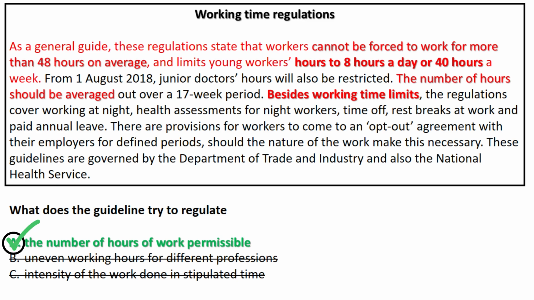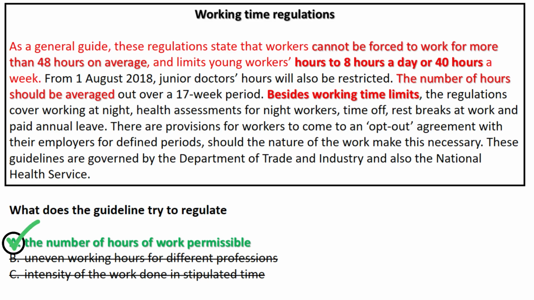The regulations cover various aspects related to working hours, including working at night, health assessments for night workers, time off, rest breaks at work, and paid annual leave. These regulations aim to regulate and limit the number of hours individuals can work. Now let's analyze the other options and explain why they are incorrect.